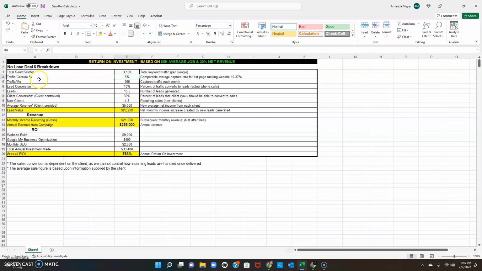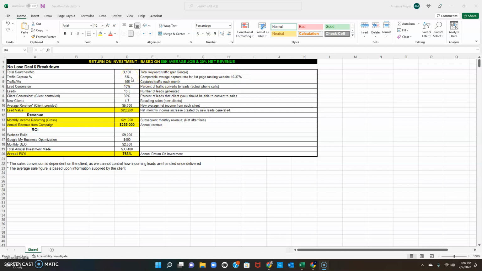Now the next section here is your traffic capture percentage. We may have 3100 in search volume, but that's not how many people are actually going to be captured and go to the site. The average capture rate for first page ranking is between 10 and 37%. What I do is cut that in half and do 5%.